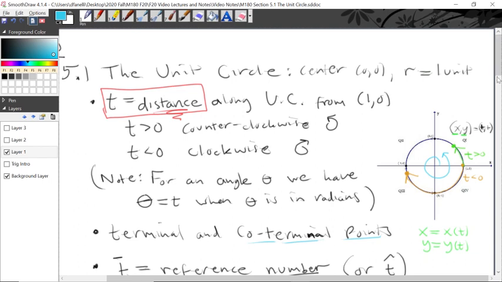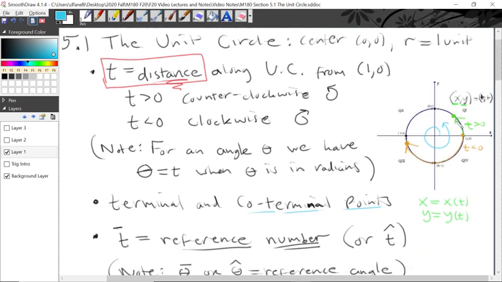Now, what is the measure of the distance around the unit circle? Well, first off, a circle in general has a circumference equal to 2πr. And circumference is the perimeter or the distance around a circle. But for the unit circle, what is r? r is always equal to 1. Right? That's by definition of a unit circle. So the circumference of the unit circle is equal to 2π.